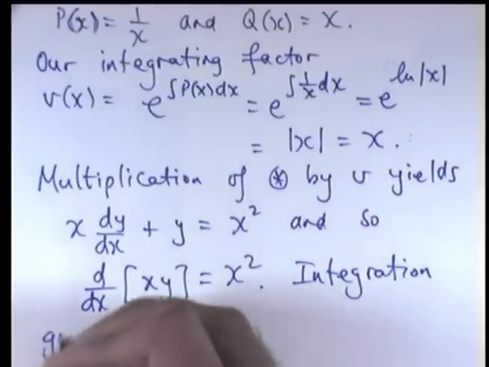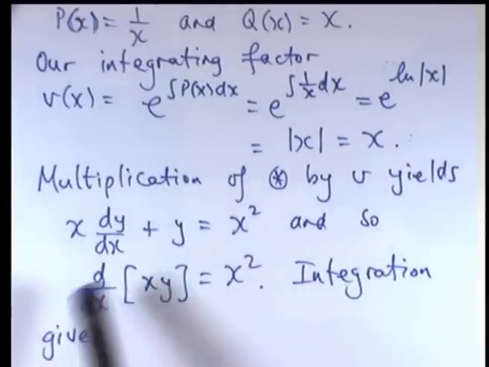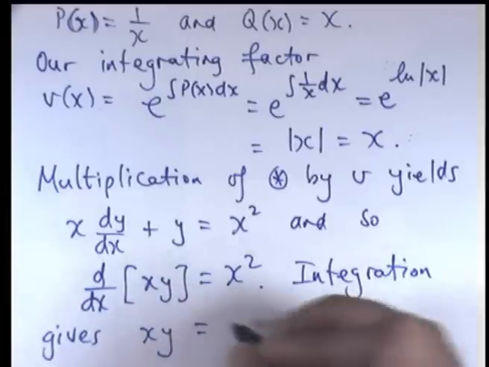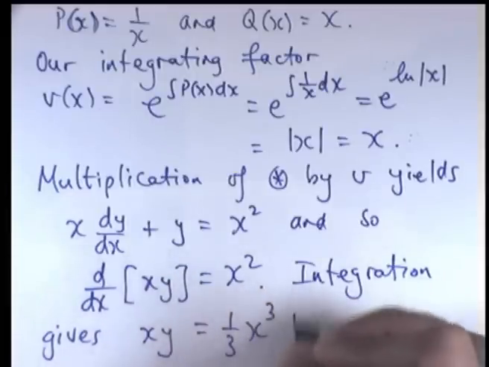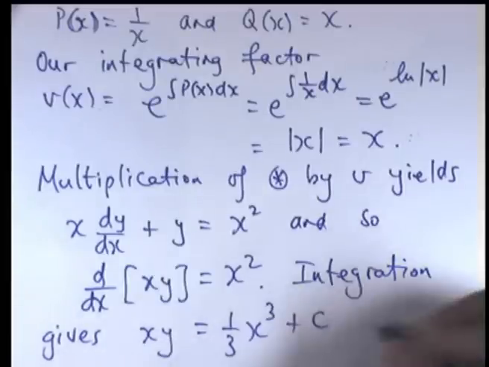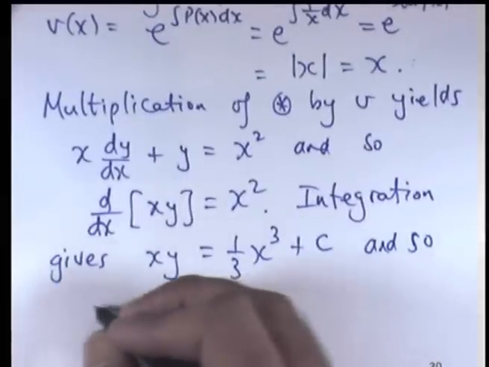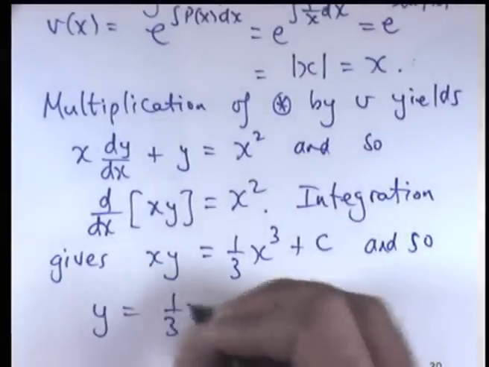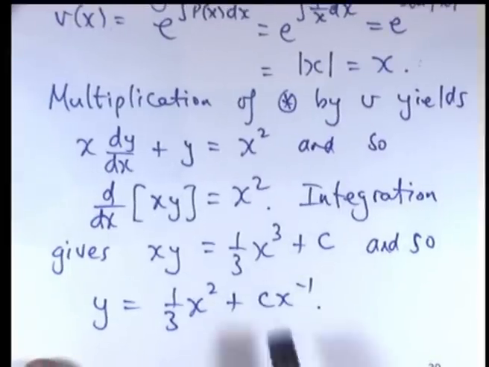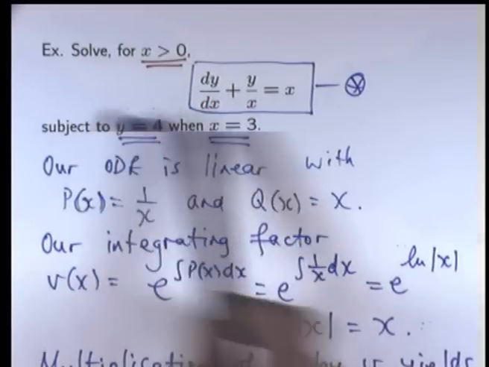So integration gives the following. So when I integrate here, the d dx is going to disappear. If I integrate here, I'm going to get 1/3 x cubed plus the constant of integration, and now I just rearrange. All right. Now the next question is, can we determine this c, this constant of integration? And the answer is yes, because we can employ the initial condition.